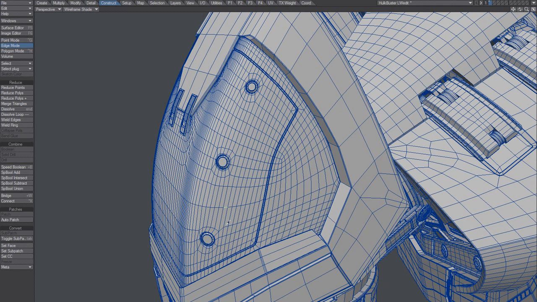I had a question on the forums. Why the hell is that? Why the hell does it take this long to delete this edge? That's a very good question.